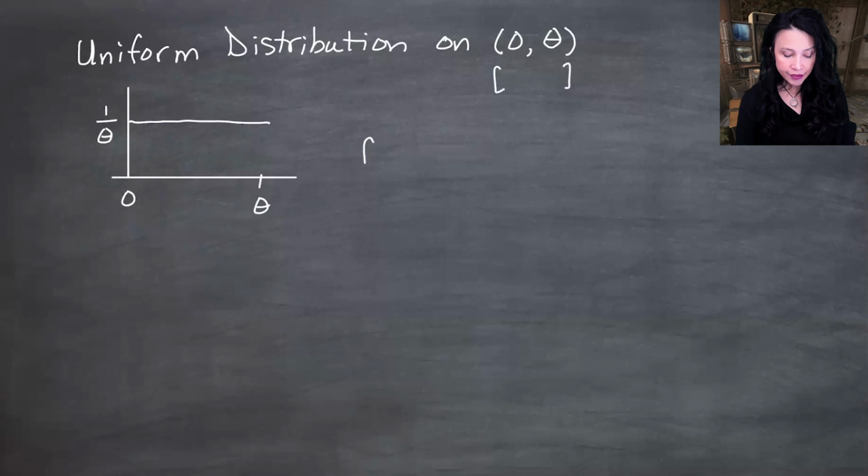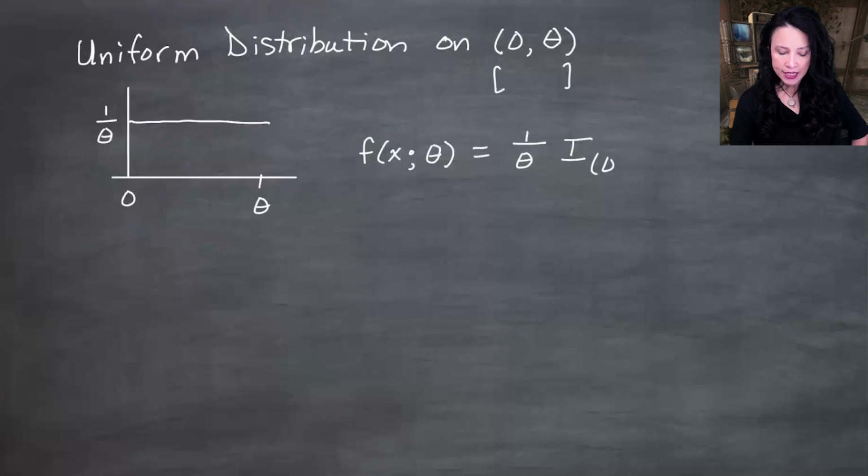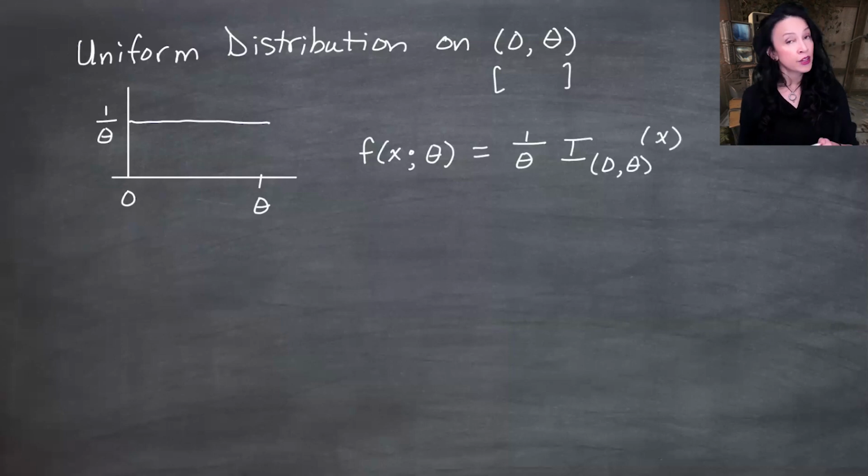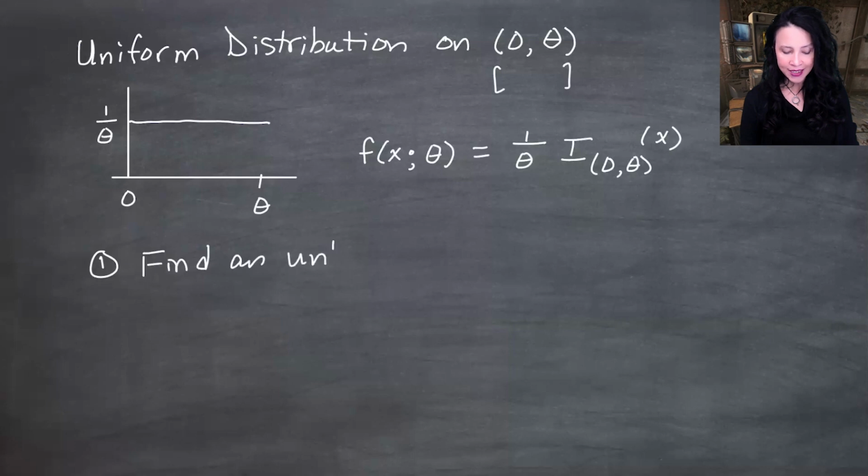So we can write the PDF. You could just call it f of x, but I'm starting to move into this notation f of x; theta, where we really show that dependence on a parameter. And this is just going to be the constant height, 1 over theta, and then an indicator that says that x is between 0 and theta. And again, you might use this with some square brackets on that indicator interval. It doesn't matter. But for my first question here, let's find an unbiased estimator for theta.